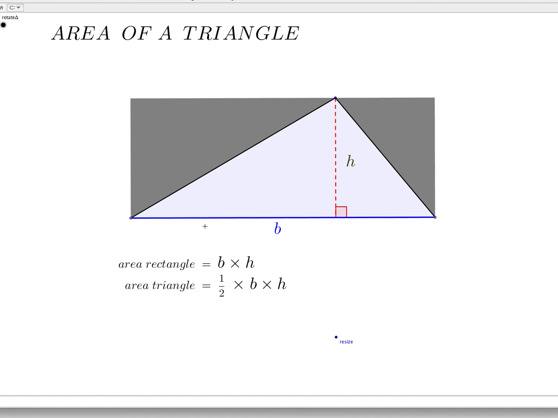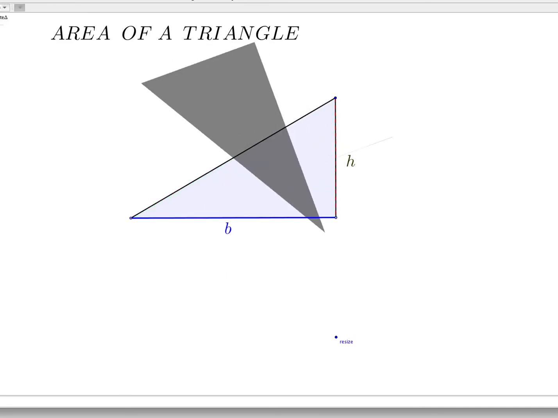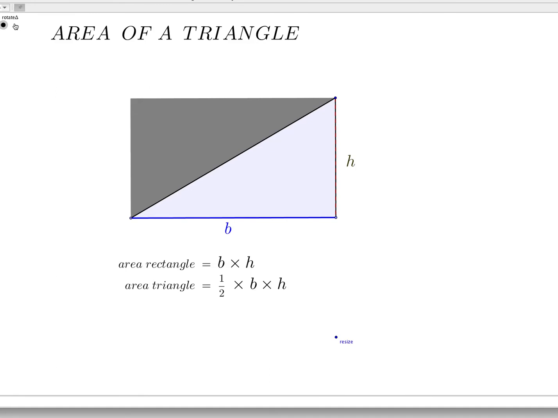So the area of a rectangle is length times breadth. This rectangle has area BH, B times H. The triangle's half of it, so it's a half BH. So a triangle is half a surrounding rectangle. If the triangle was right angled, so the height is one of the sides, it works in exactly the same way. Surrounding rectangle area BH, the triangle is half of it.